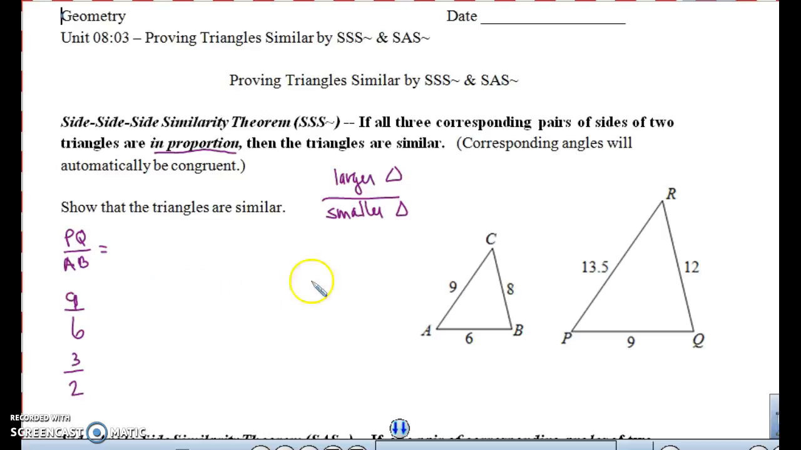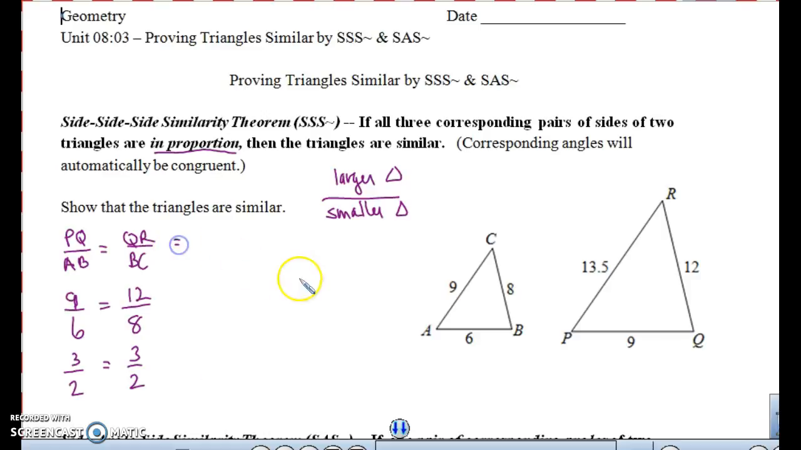Now, let's compare the middle side. The middle side of PQR would be 12, so that would be QR, is to the middle side of this triangle, which would be BC, which would be 8. So we are comparing 12 to 8. If you reduce 12 over 8, they divide out to be 3/2. All right, good so far.